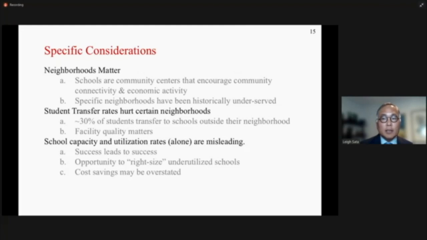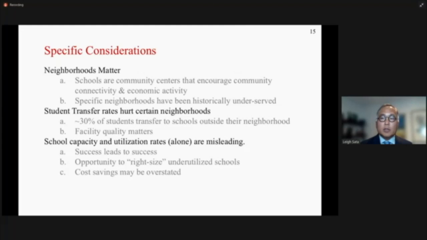And frankly, facility quality matters. So the quality of the facilities could go a long way towards encouraging those students to stay. And then finally, school capacity and utilization rates alone are misleading. The idea here is that success leads to success, right?